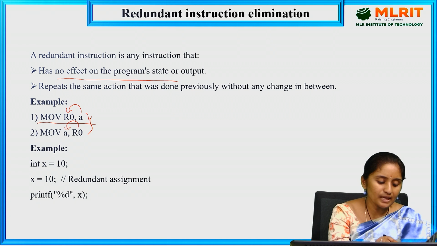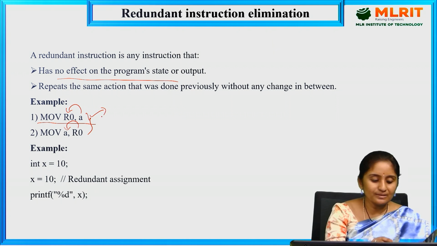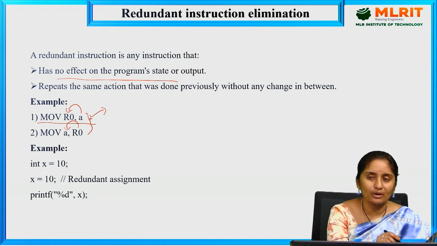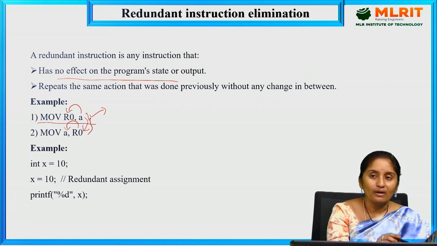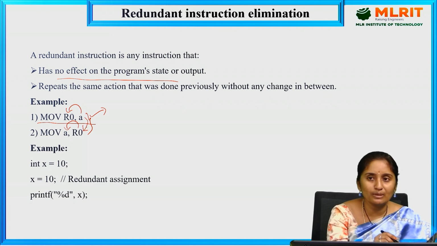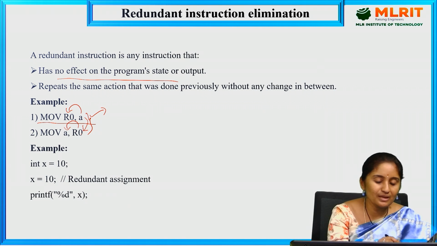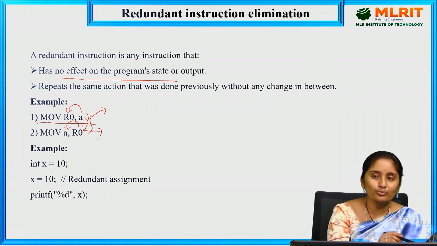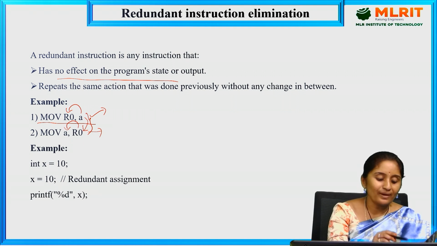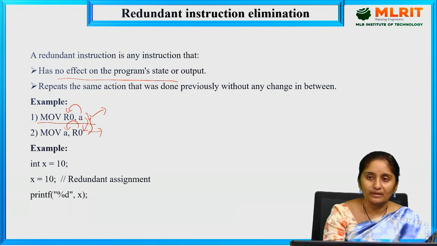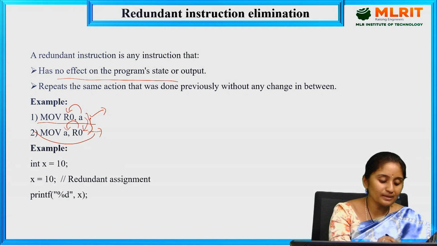With the first statement, the variable A is already in register R0. And the same thing I am using again in the second statement. With this second statement, there is no use in my program, because I am repeating the same instruction. It gives us an output as if it already exists, and the value of A is not going to be overwritten. So this is the redundant instruction in my program.